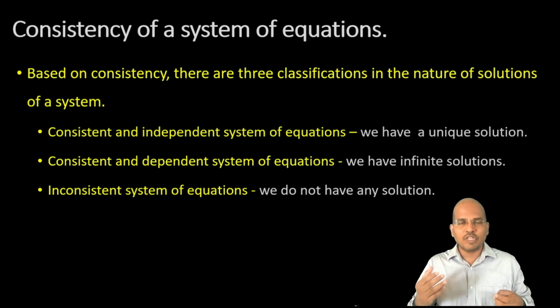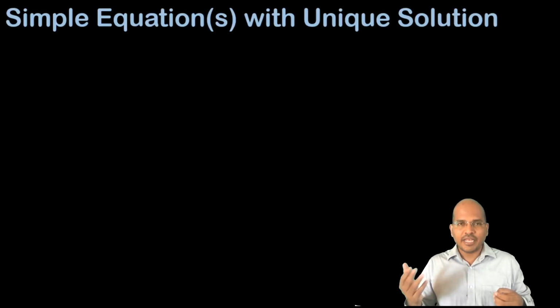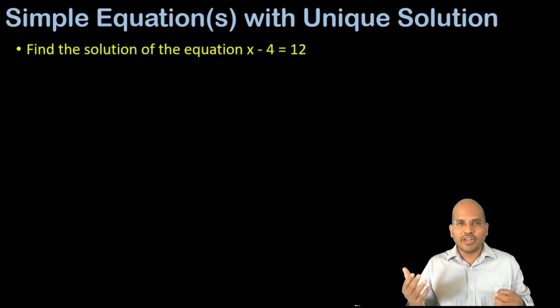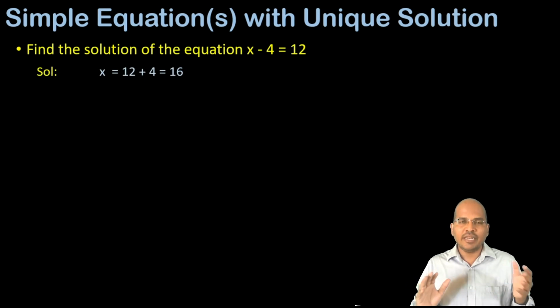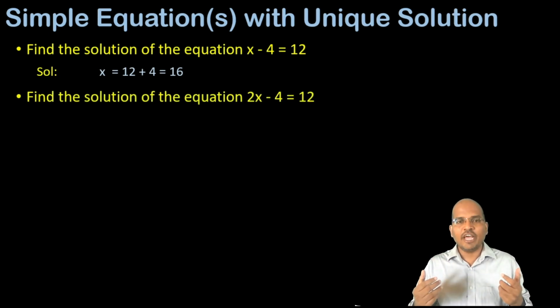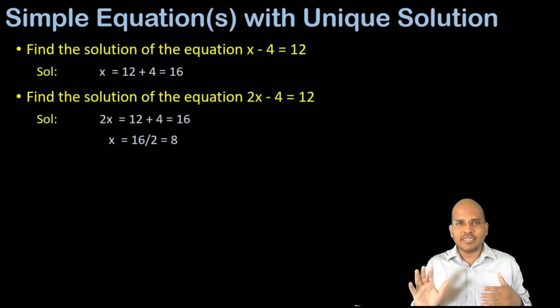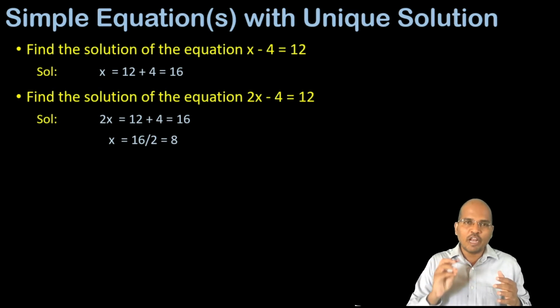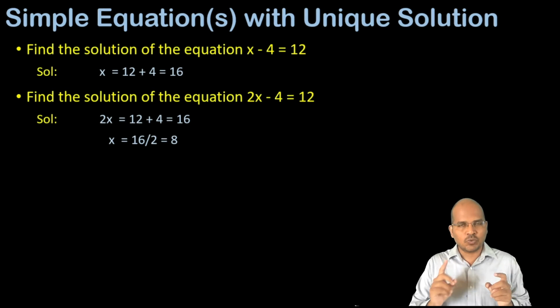Now let me start with a small example. I want to find the value of x in x minus 4 is 12. So I get x is 12 plus 4 is 16. So 16 is the only value that can satisfy the equation. Similarly, when you have an equation like 2x minus 4 is 12, solving for x you get the value of x as 8. So it indicates that 8 is the only value of x that can fit into that equation.